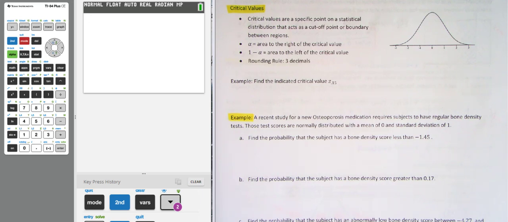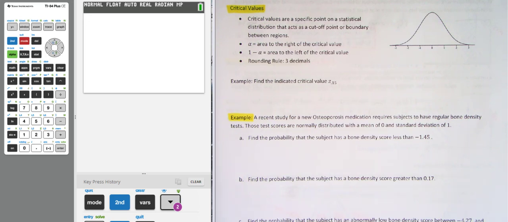Critical values are a specific point along a statistical distribution that acts as a cutoff point or a boundary between regions. We're going to be working with alpha, and alpha represents the area to the right of that critical value. And since the area under the curve is equal to 1, if we subtract alpha from 1, that gives us the area to the left of the critical value. Critical values are always going to be rounded to 3 decimals.